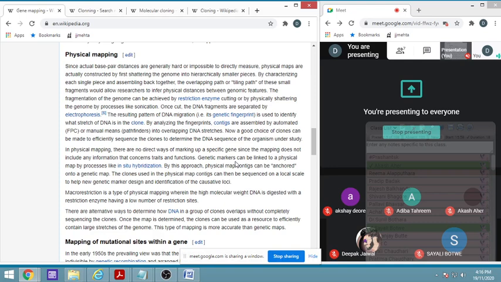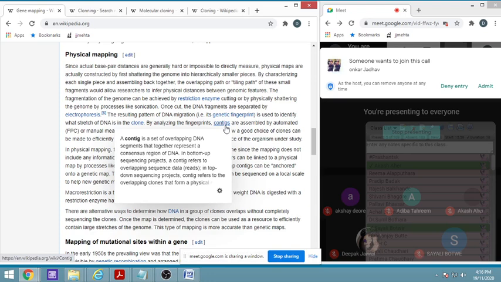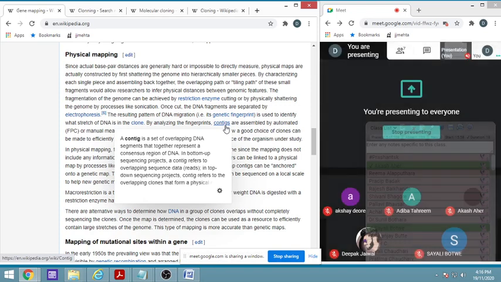Cloning is making a copy of a particular genetic sequence. We are going to study it right after this section. This is called a clone. Once these fingerprints are analyzed, we get contigs. Contigs are a set of overlapping DNA segments that together represent the consensus region of the DNA. So it is overlapping DNA having similar activities, and from this contig the overlapping sequence data is taken out and checked.